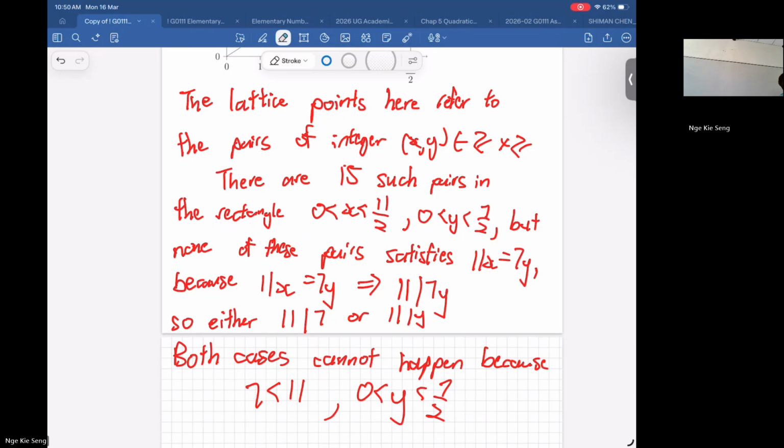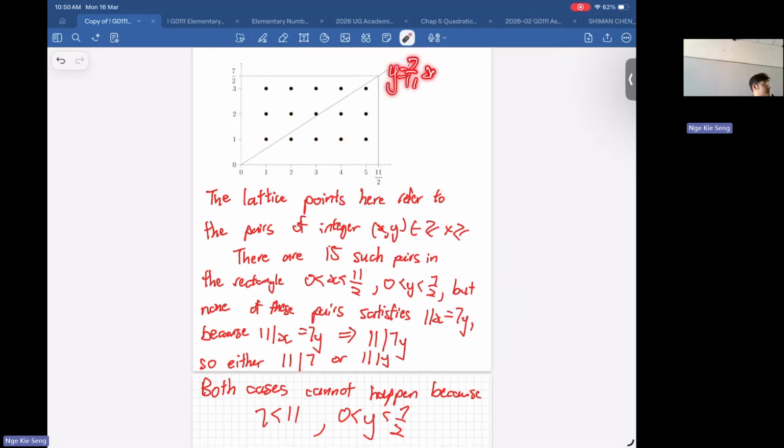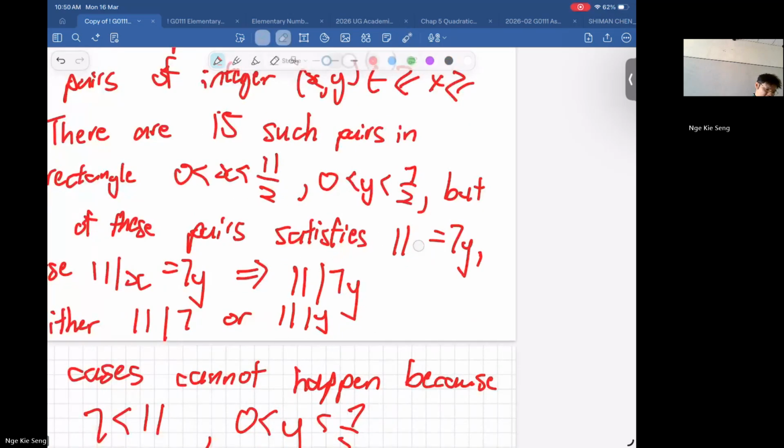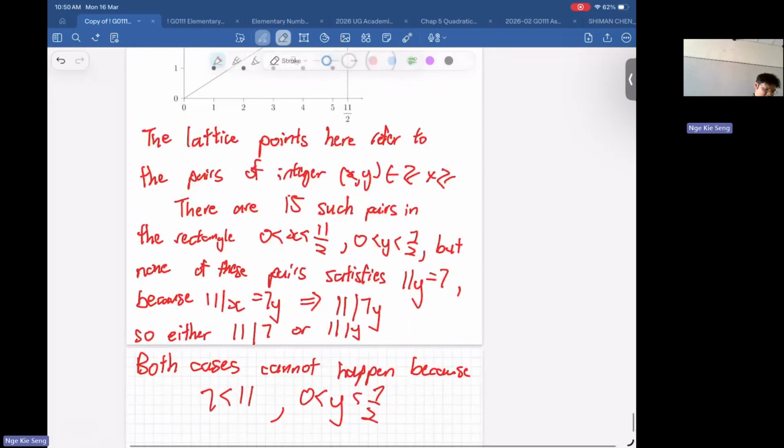Wait, why is this true? You're asking this? Because this line is y equals 7/11 x. I did the opposite, so should I swap? Yes, I should. Okay, let's swap it. So here is 11y equals 7x. Let's see if our arguments work again.